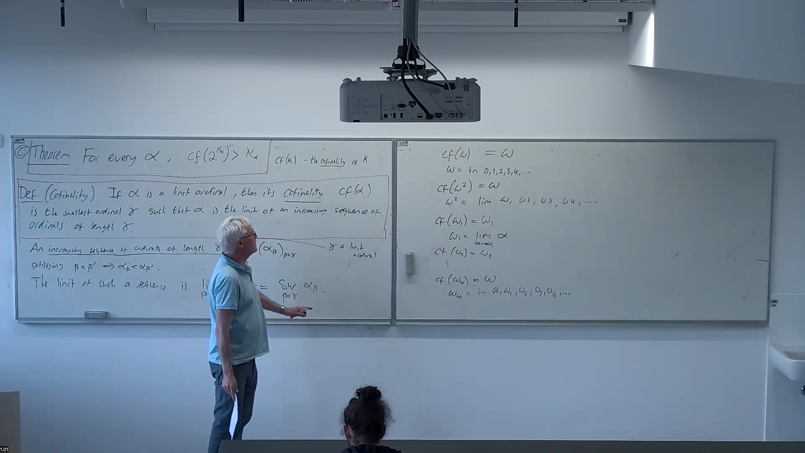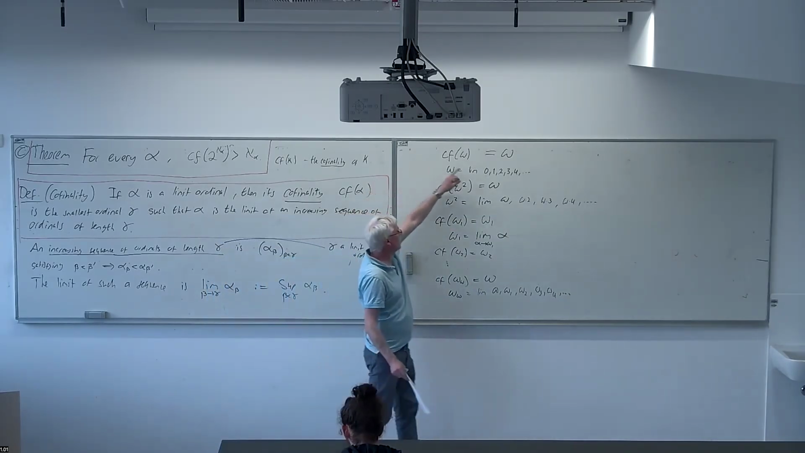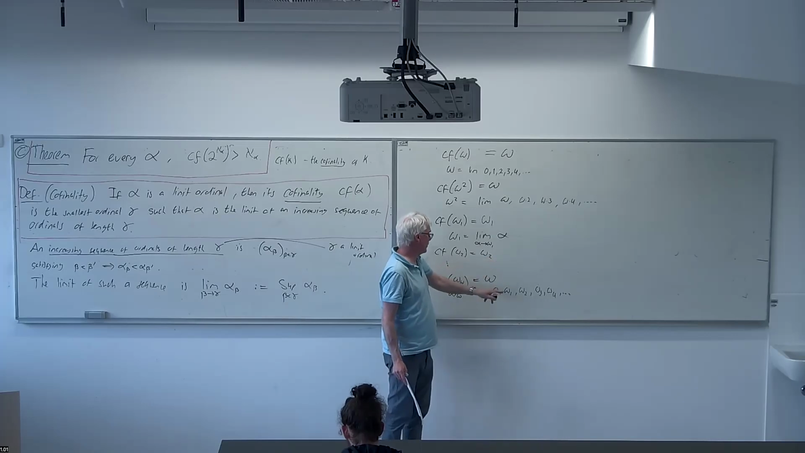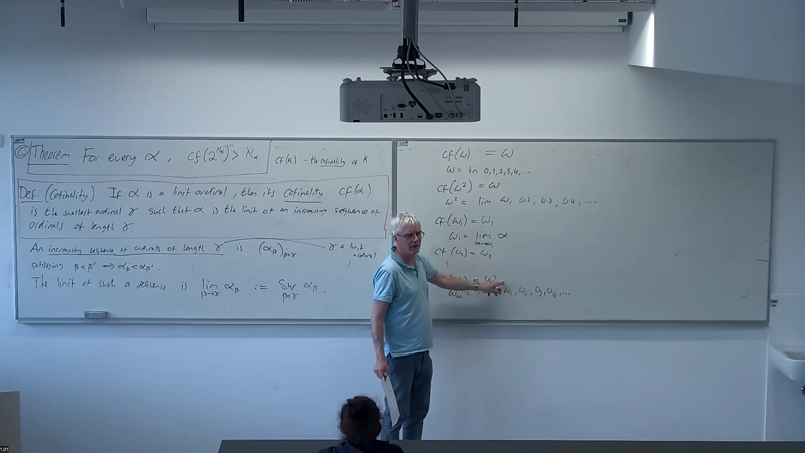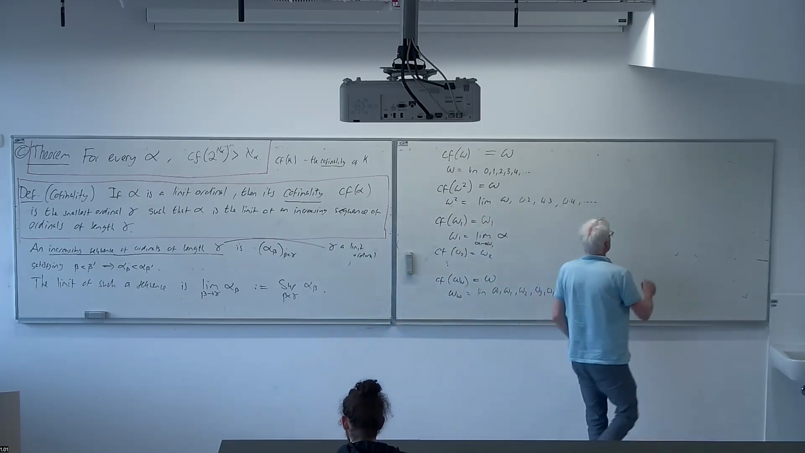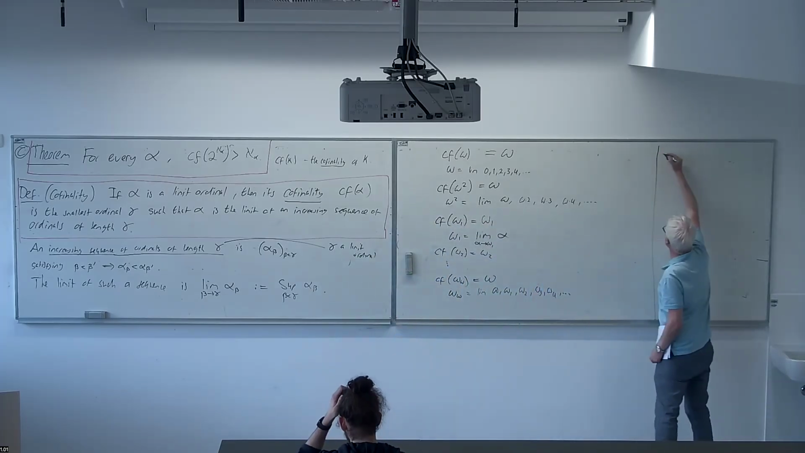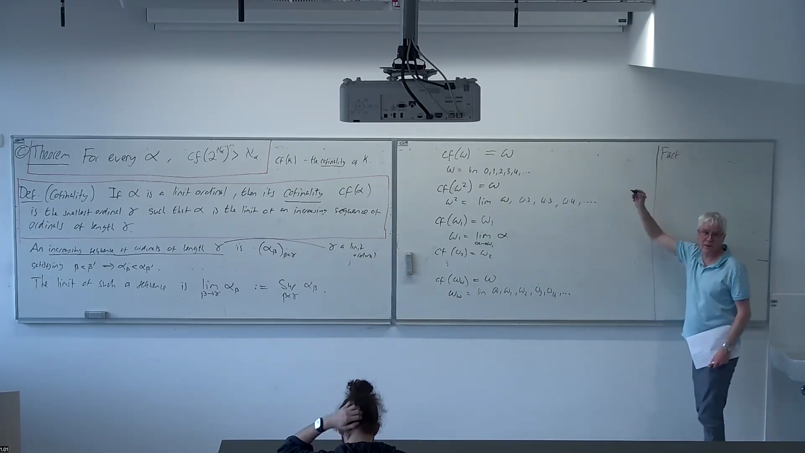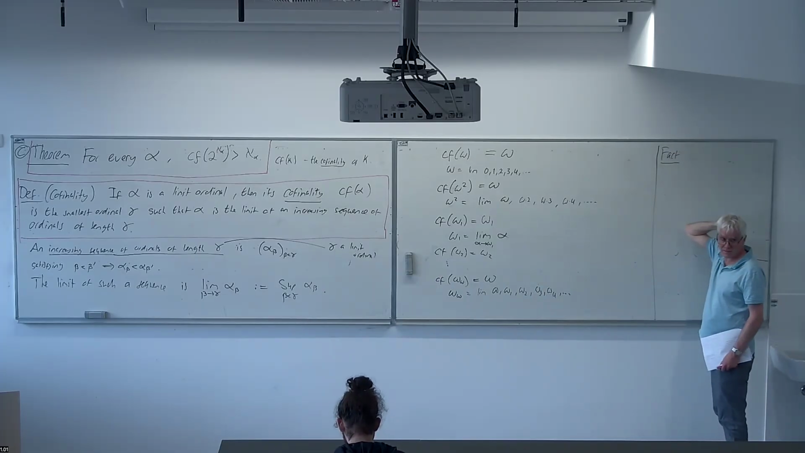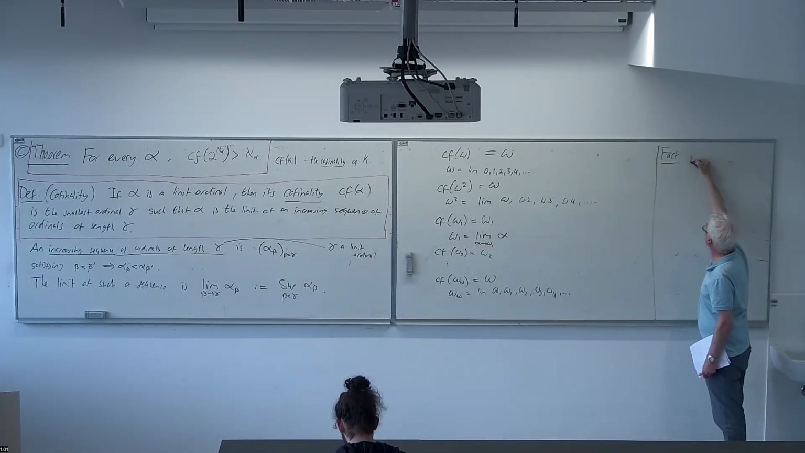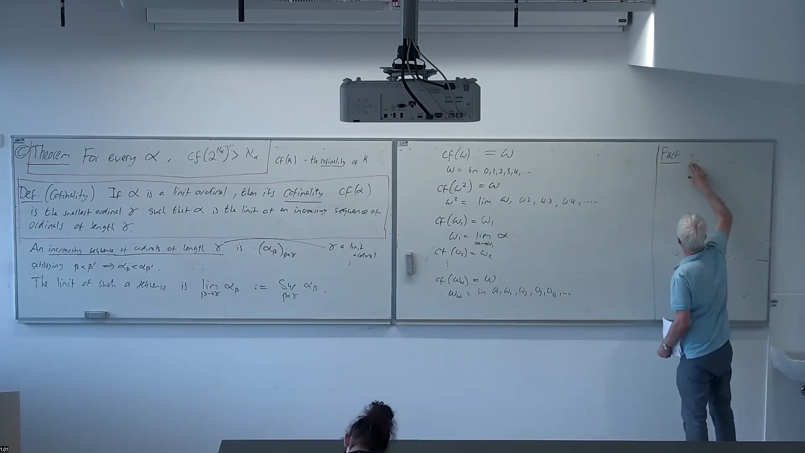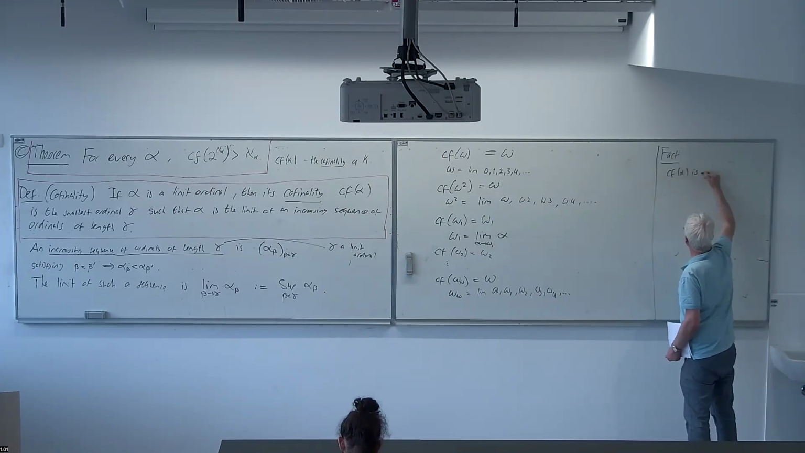Now, one thing you might notice is that the cofinalities on the right, all the ones we've seen, have all been initial ordinals. And this is a theorem. We'll call it a fact. We're going to prove this two weeks from now. We don't need it today. So, fact: the cofinality CF alpha is always an infinite initial ordinal.